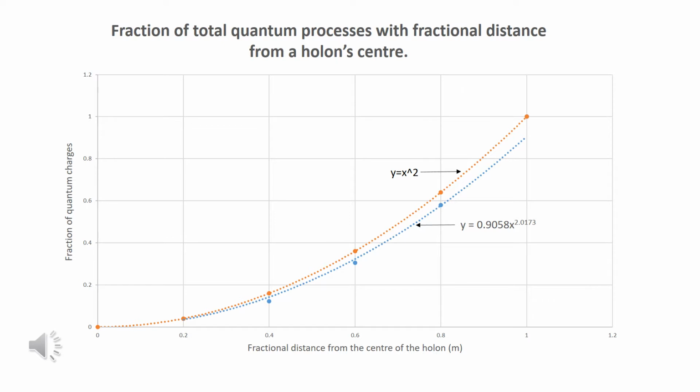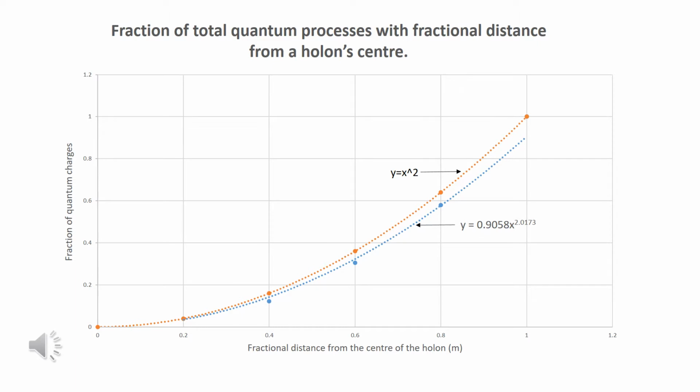This graph shows that HOLONs are fractals. Line HOLONs of all sizes have this internal quantum process structure, and because of symmetry, this structure applies to cross sections through two-dimensional disks and three-dimensional spheres.